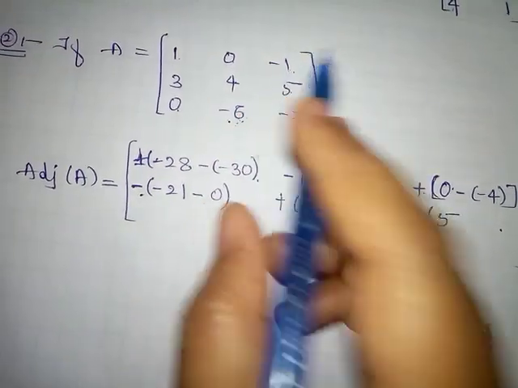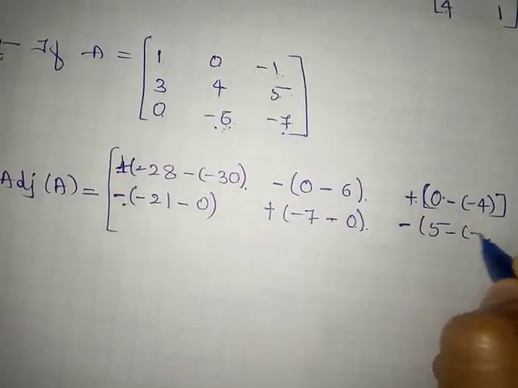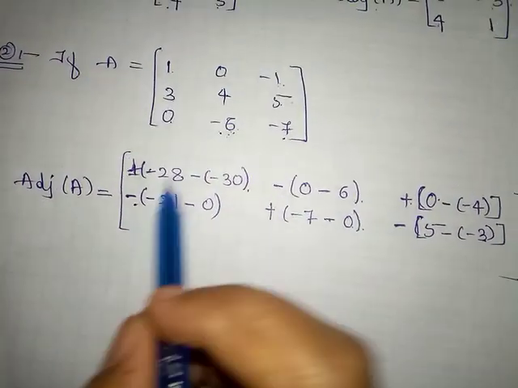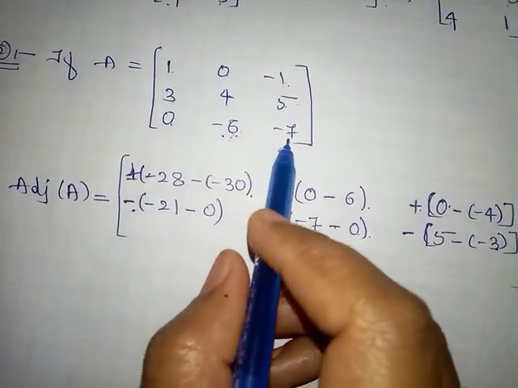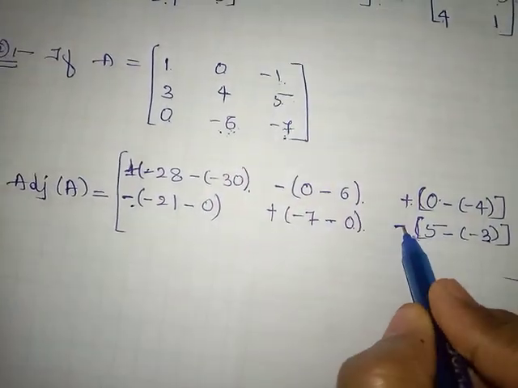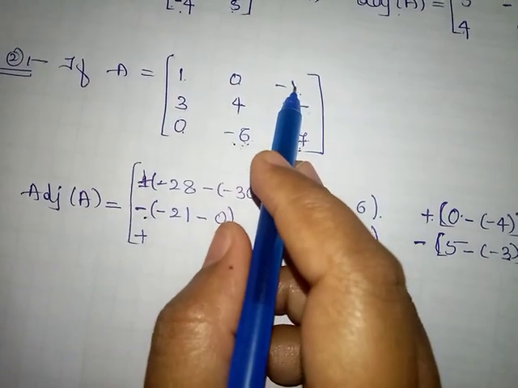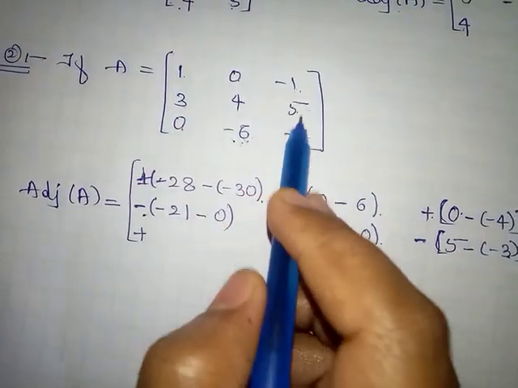3 into minus 1 is minus 3. Minus of minus 3 here. For the next column, next row, consider the last column. Here, ending with a negative means here it is a positive. Next, avoid this row and this column.